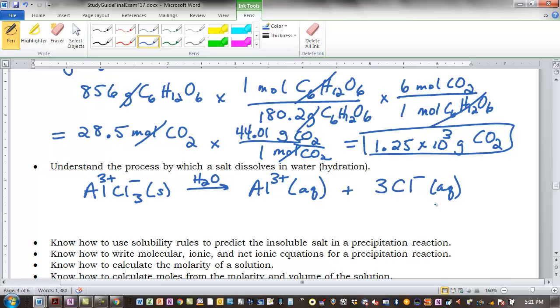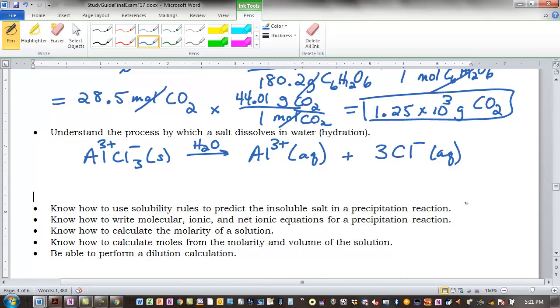Okay, and most salts are soluble, but we do have to look at solubility rules as well. Okay. Speaking of solubility rules, I think that's next.